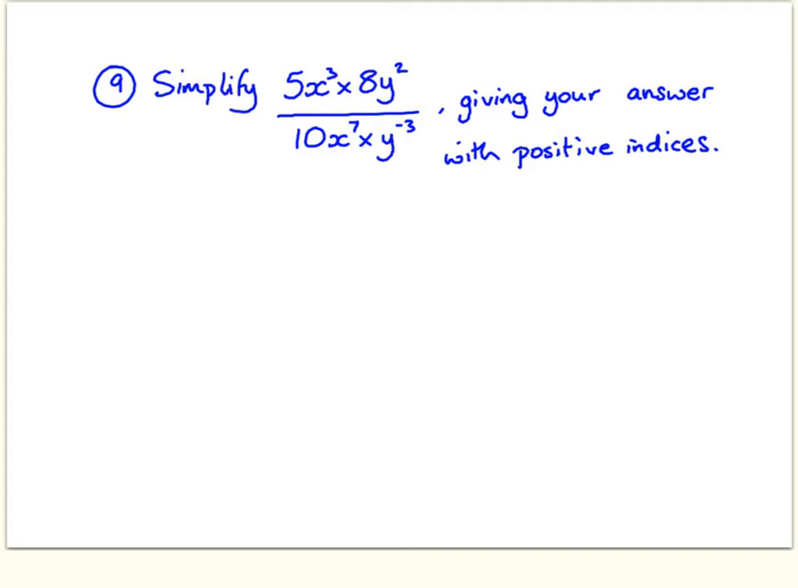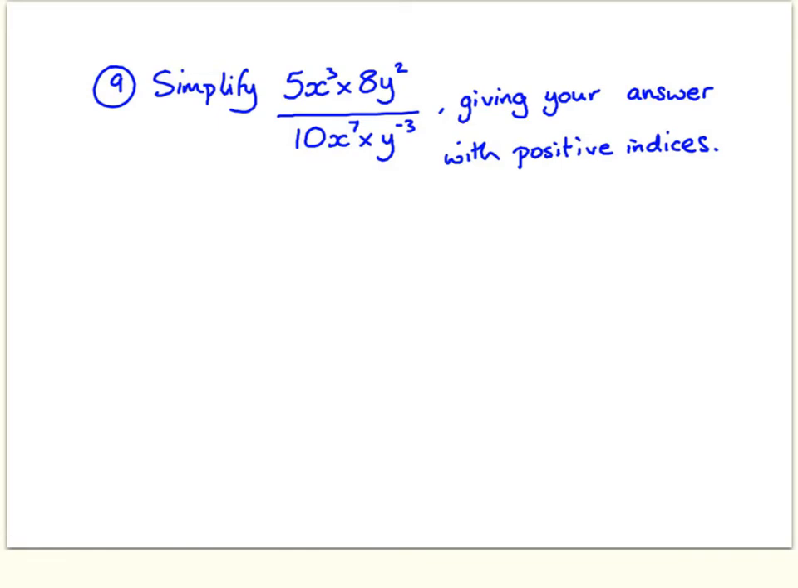Right, now the next one goes with surds. This is indices. The question says give your answer with positive indices. Now 5 and 8 and 10 are not index parts of the question. So what you'll need to do is do 5 times 8 and then divide by 10. So that's the bit you can simplify first, just the whole numbers.